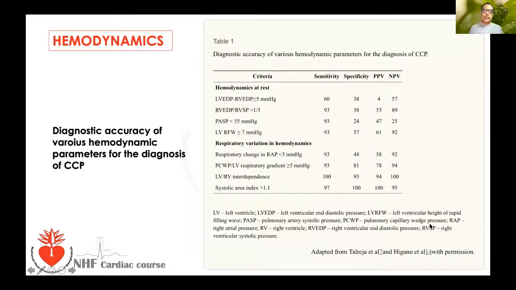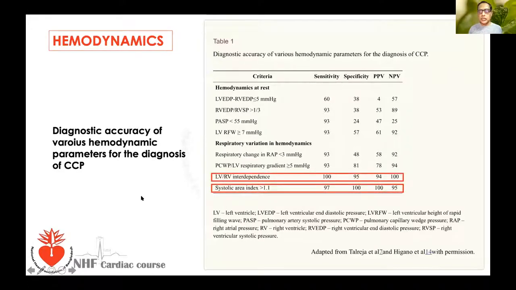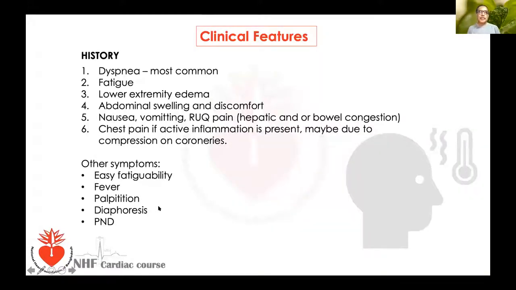So in contrast, these are all the list of hemodynamic parameters which are done in patients with constrictive pericarditis, of which only these two are very important, which I have seen. One is RV-LV interdependence, and the last one, the systolic area index, which has a very high sensitivity and specificity. So after all these complex hemodynamic features, let's come to the very simple one, that's the clinical features.